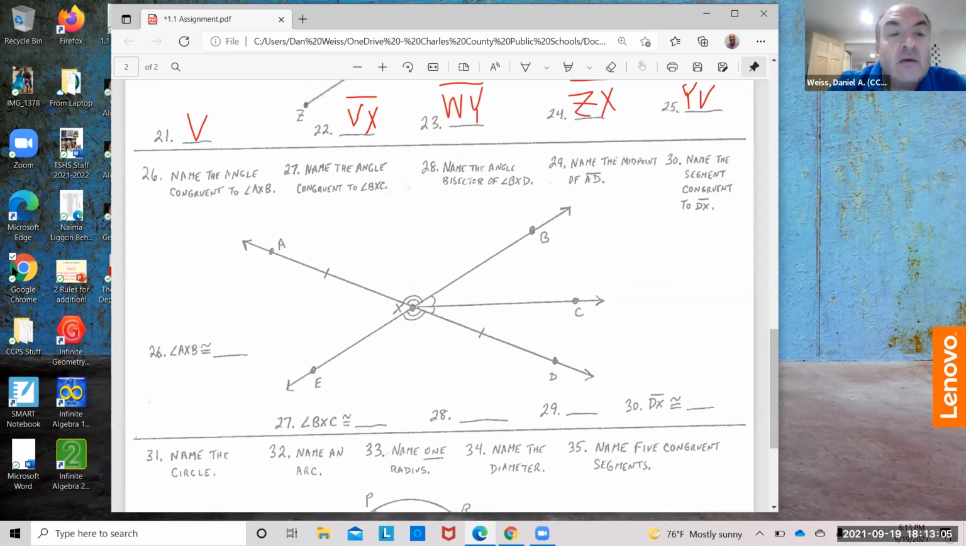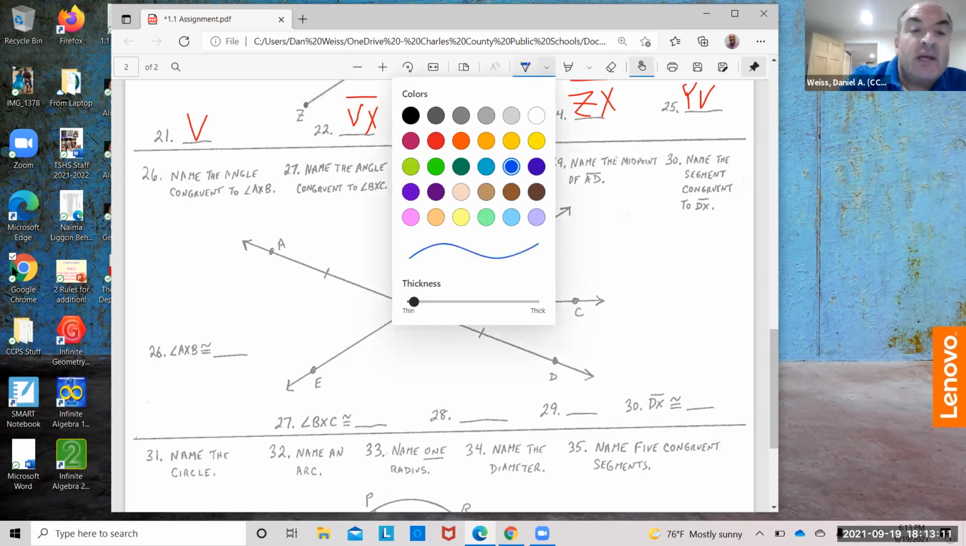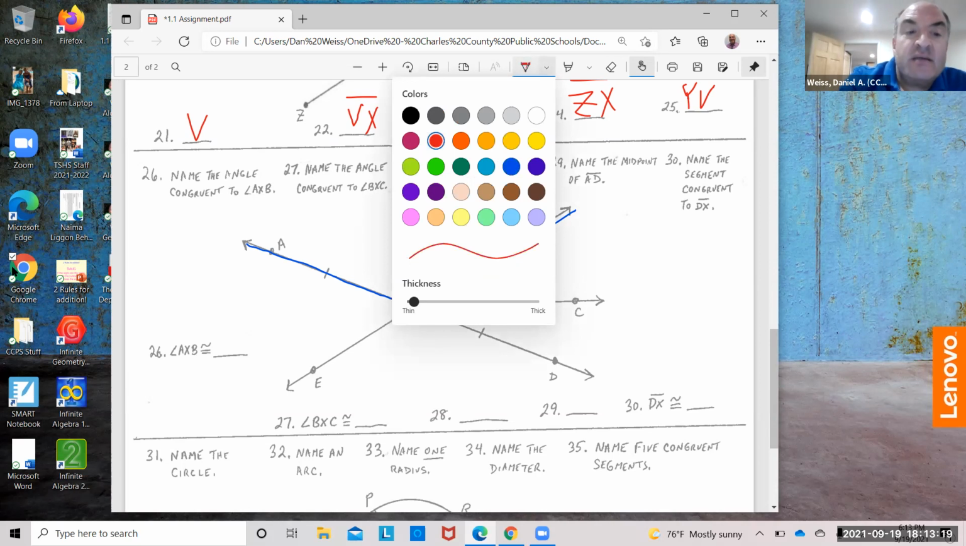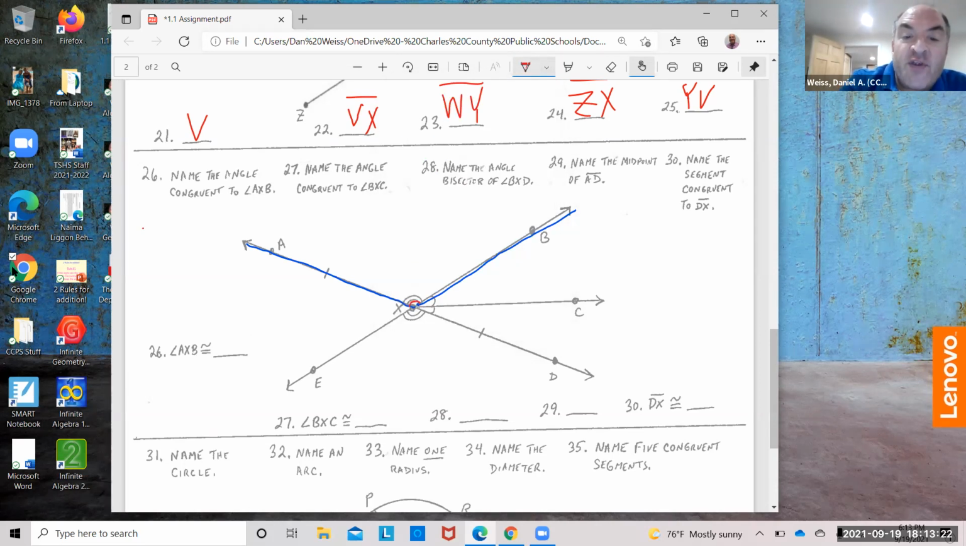Name the angle congruent to angle AXB. So first of all, here's AXB. Now, do you see this double mark here? That double mark right here, okay? And there's a double mark here. It means those two angles are equal. This angle is equal to this angle, and that's always going to be the case.